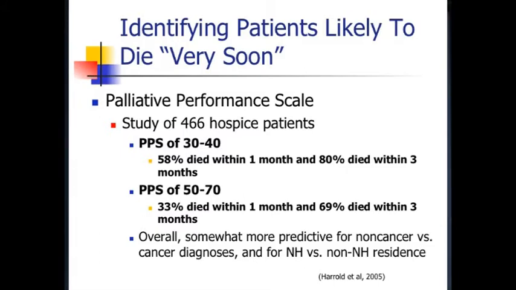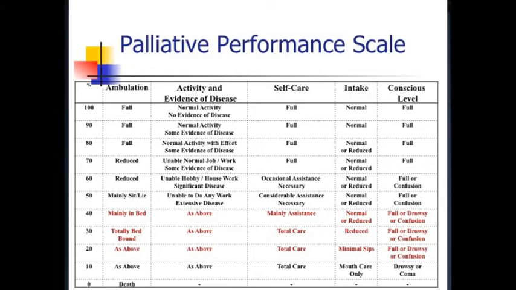So remember, 30, 40, 50, 60. This is a range in which the PPS is beginning to associate with a life expectancy within 3 months. And as you get down to the 30, 40 range, you're getting a relatively high likelihood of death within 1 month. This is the Palliative Performance Scale. This is the 30 to 40.